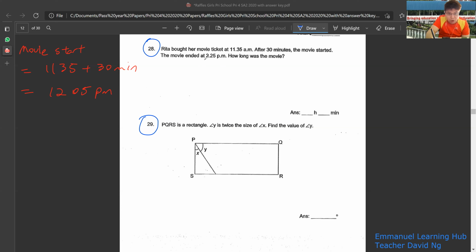2:25 you can convert to 24 hours. 2:25 in 24 hours is what? 14:25. Oh, you understand the concept of 24 hours? Yeah. So for 14:25, how long is the movie? 14:25 minus 12:05. The answer is 2 hours 20 minutes. Okay? Understand?